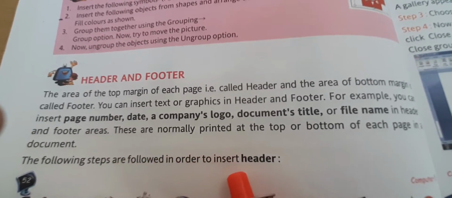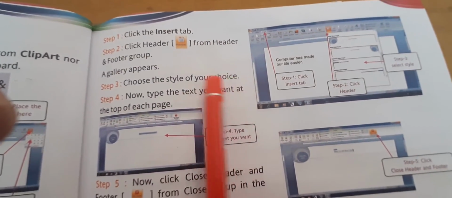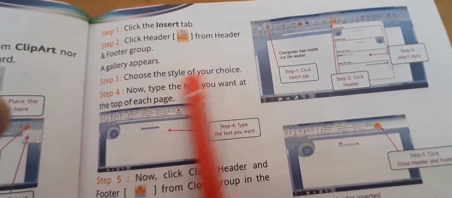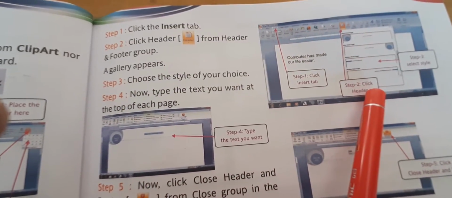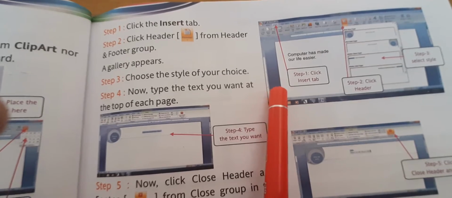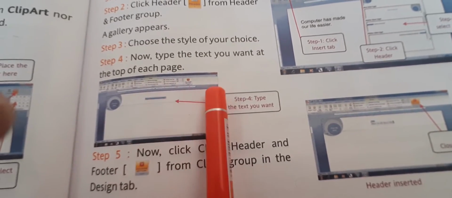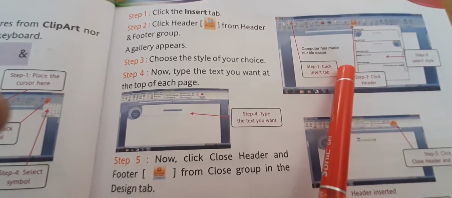The following steps are followed in order to insert header. Click the insert tab, click header from the header and footer group. Again we will click on the insert tab and then we will click on the header and footer group. A gallery appears. Choose the style of your choice. Now type the text you want at the top of each page. Means here you will type the text which you want at the top. Okay. So how the text will be typed and how it will look, you will see in the window.